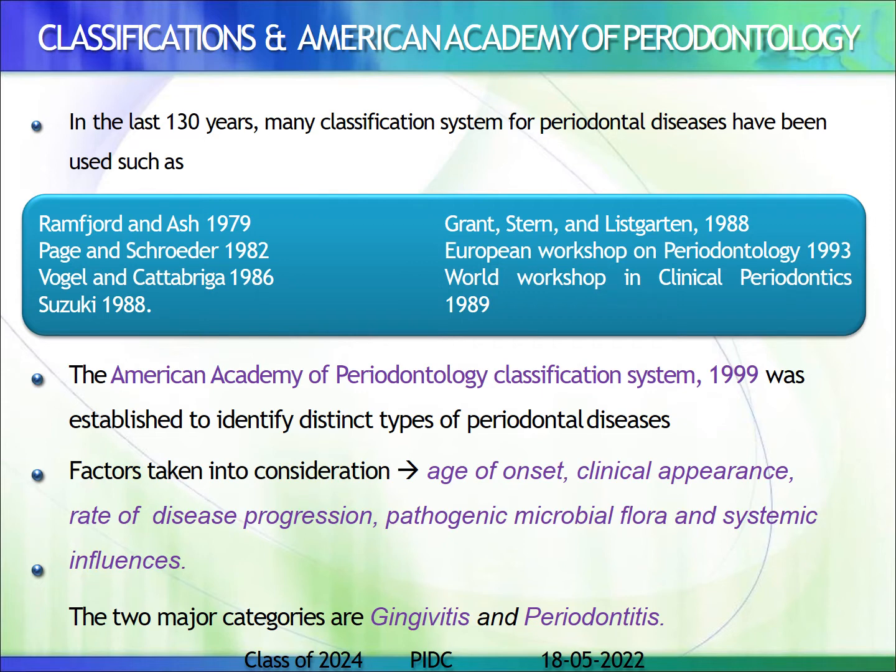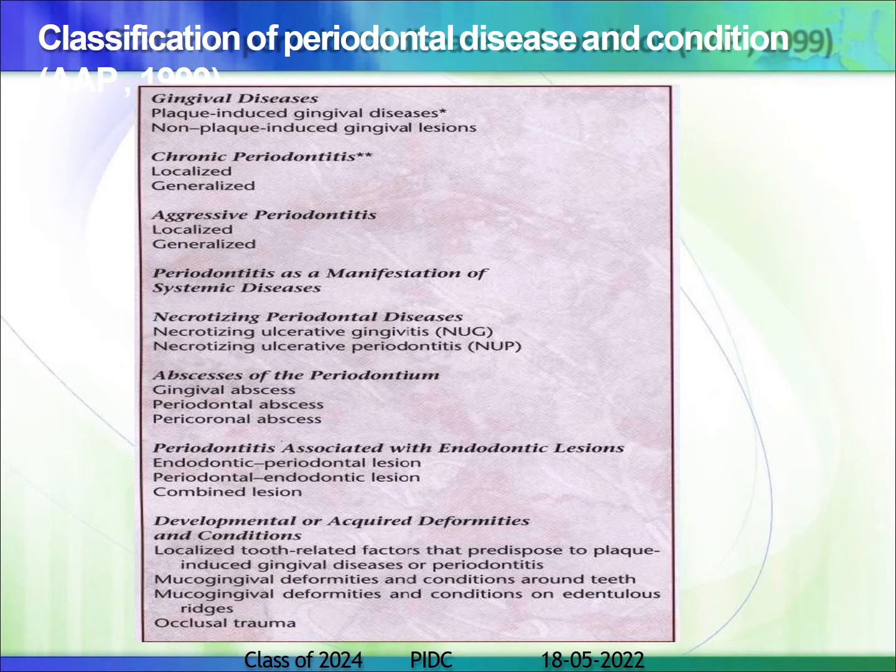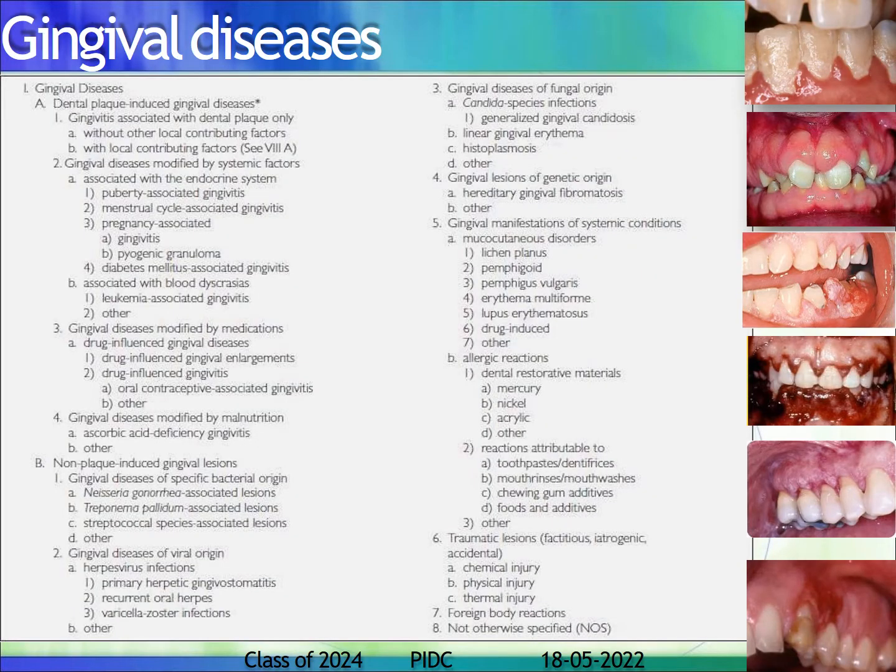So in the last 130 years, many classification systems for periodontal diseases have been used. So you can see the number of classification systems, but till recently, we had the American Academy of Periodontology classification system 99, which was used to identify distinct types of periodontal diseases, and they came out with the two major categories of diseases termed as gingivitis and periodontitis. So you can see the 1999 classification. I'm just giving a broad view of this because we have been using it till your previous seniors' batches, but now we have a different system of classification. So this all belongs to your old classification, the 99 classification.